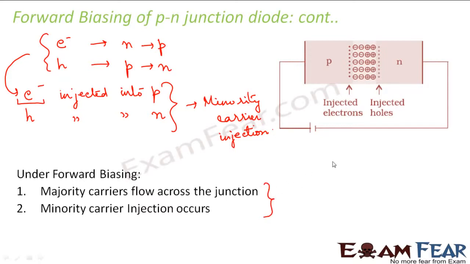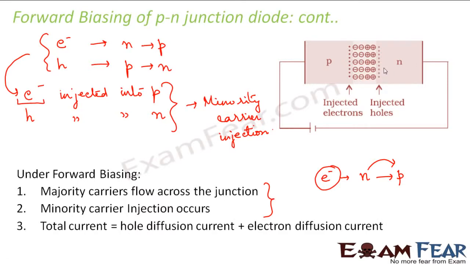Because majority carriers flow across the junction. That means the electron, which is the majority carrier in N, flows from N to P. So this is called majority carrier flow because the electron is the majority carrier in N. But if you look at it from the point of view of P, what is happening? For P, the electron is the minority carrier and the electron is getting injected into P. So minority carriers are getting injected into the P region. This is what you can see here: in the P region you have the injected electrons, and in the N region you have the injected holes.